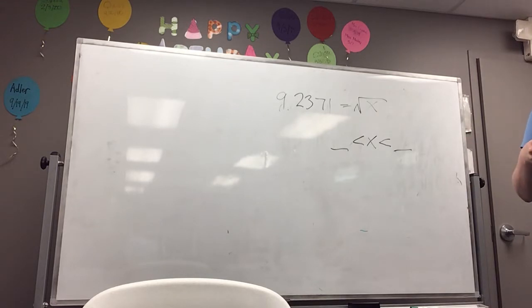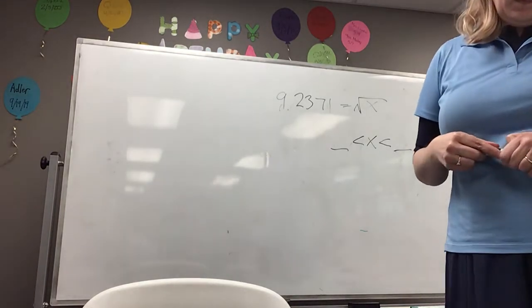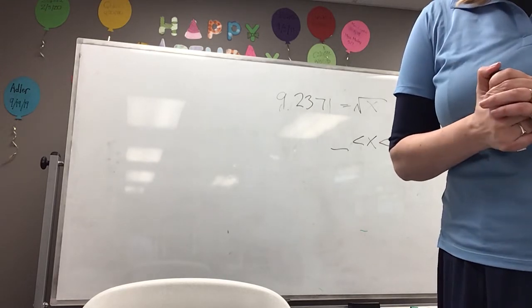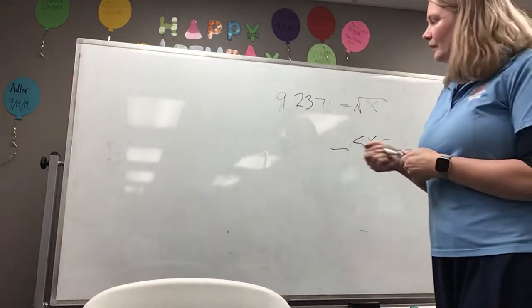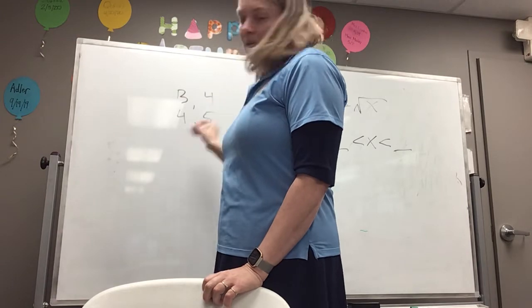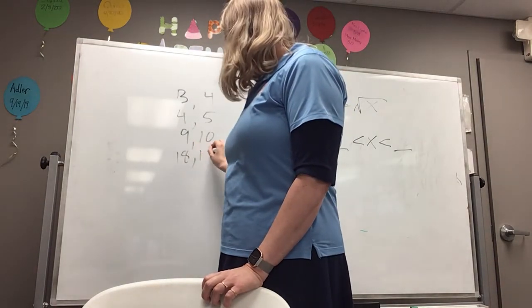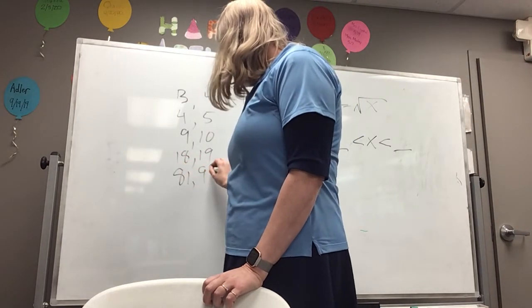What window are we looking at? So, the options they give are 3 and 4, 4 and 5, 9 and 10, 18 and 19, or 81 and 99.